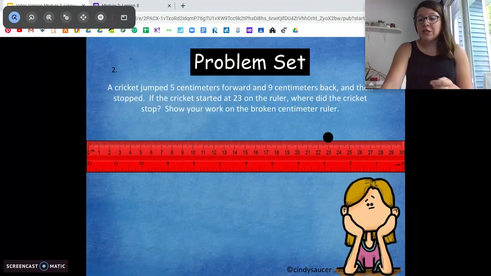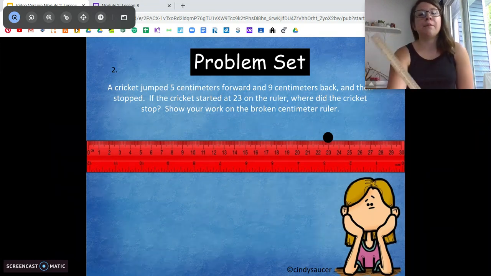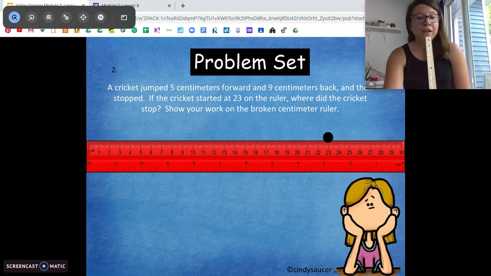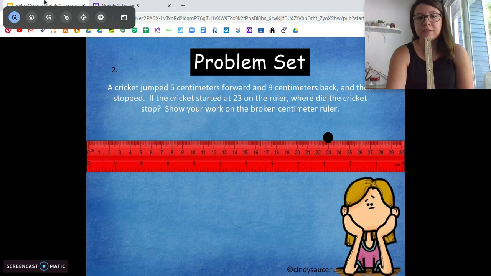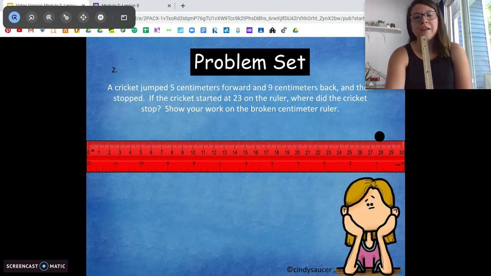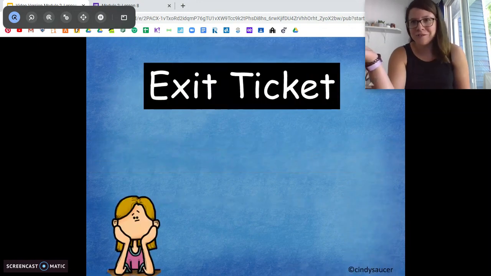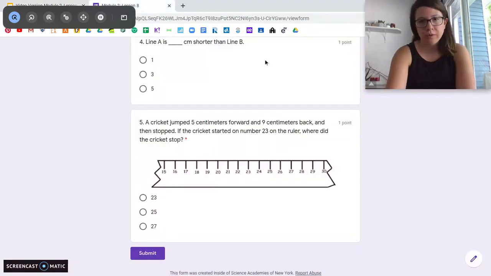You are going to pretend there's a little cricket on your ruler. And it says the cricket jumped forward 5 centimeters and then back 9 centimeters and then stopped. If it started on the number 23, where did the cricket stop? What you're going to do is you're going to use this ruler and you're going to hop the way that the problem says. So 1, 2, 3, 4, 5, and then 1, 2, 3, 4, 5, 6, 7, 8, 9. And I just showed you the answer, but you're going to do that on your own on your exit ticket.